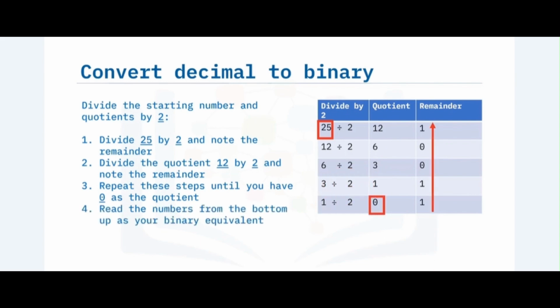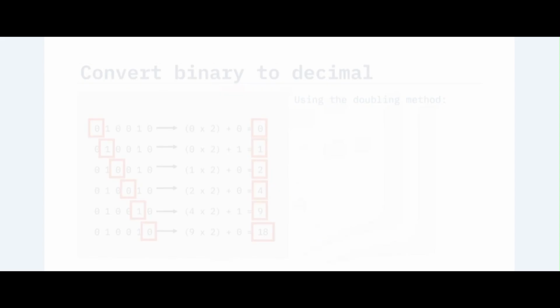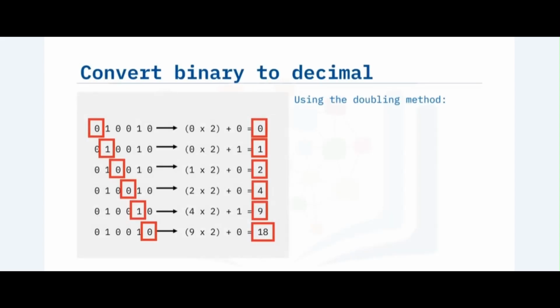For your final step, write the remainders so that the last remainder, for 1 divided by 2, is written first, followed by the other remainders reading from bottom to top. So the binary equivalent of 25 is 11001.